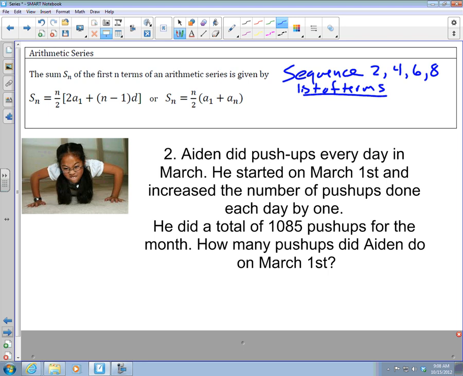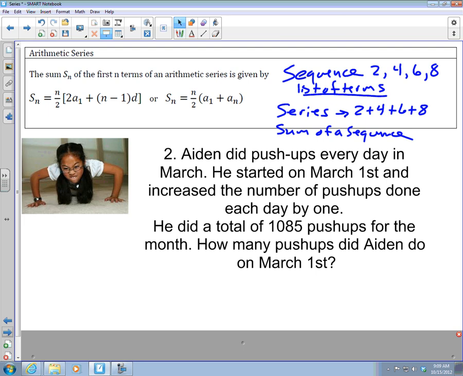Where a series, what we're getting into today, is a sum of a sequence. So the difference between sequence and series is this. Here's my sequence: 2, 4, 6, 8. A series would be 2 plus 4 plus 6 plus 8. Okay? So they count summations also. Sum of the first terms in the sequence.